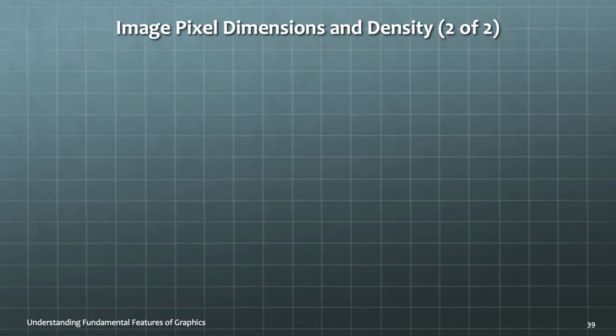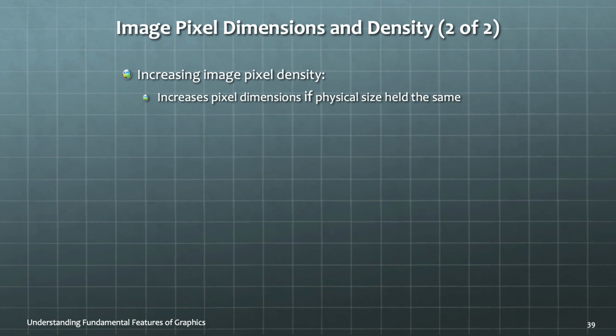On this slide, I'll explain how pixel density influences the other elements of resolution, pixel dimensions and physical size. Pixel density increases an image's pixel dimensions if the physical size is held the same. Think of it this way. The smaller the pixels, thus the greater number of them within the same amount of physical space, then the more pixels wide and high there will be within that space.